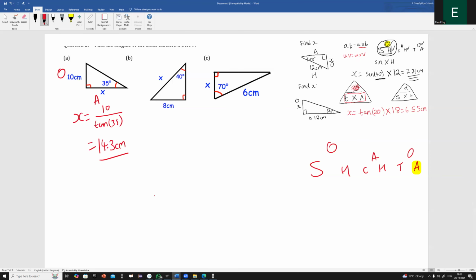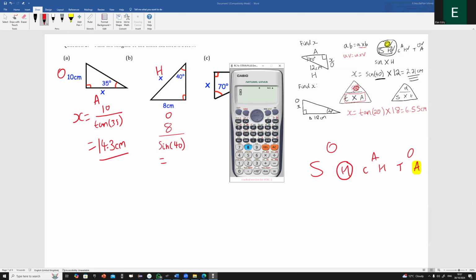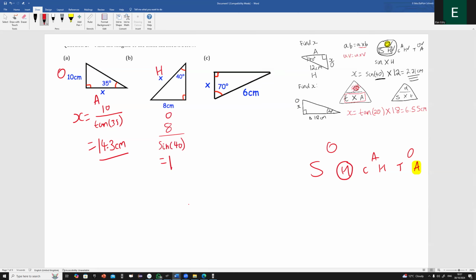Okay, the second one. Here the x is the hypotenuse, and I have the opposite. So that's going to be sine. So I cover up h. That's going to be opposite divided by sine. So I would have 8 over sine bracket 40. That's 12.4.